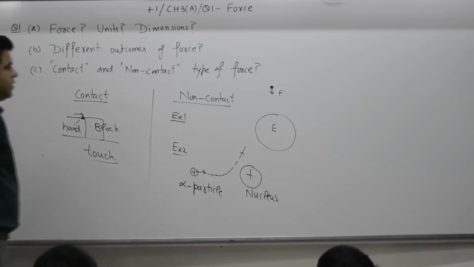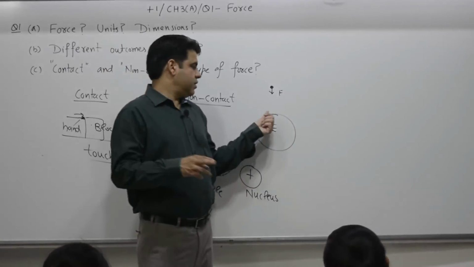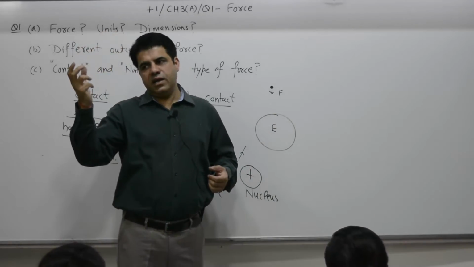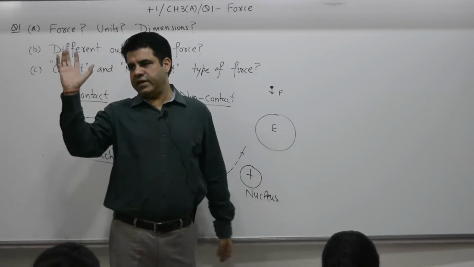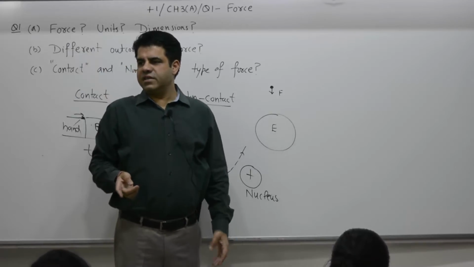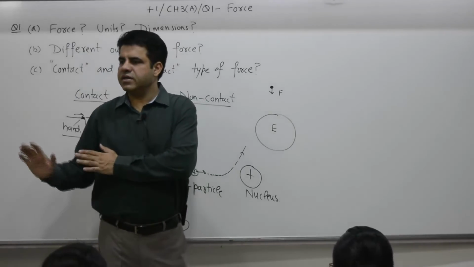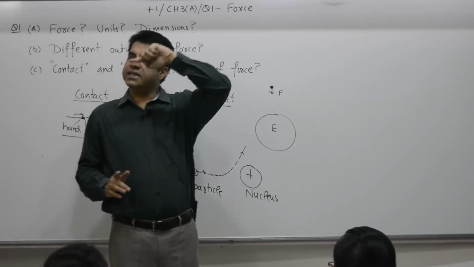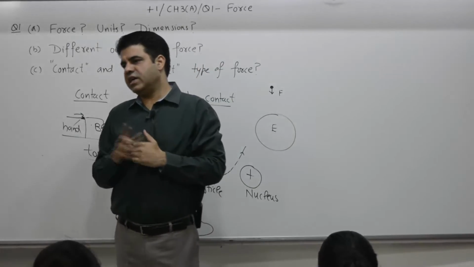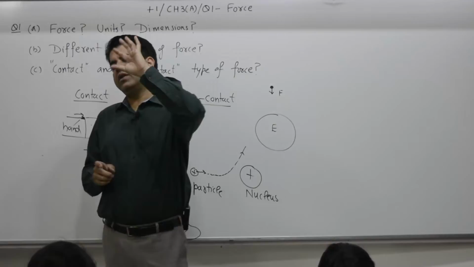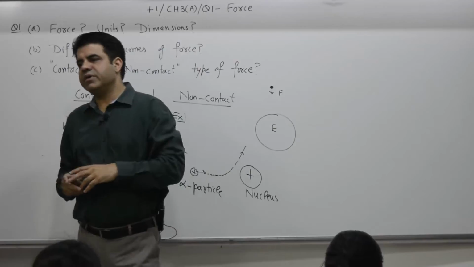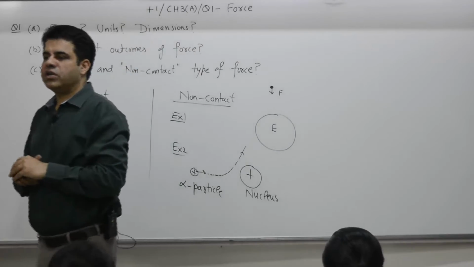Question: if you throw an object upwards, the point till the ball leaves the hand is contact type. The moment it leaves, even if the person is not there, the ball is in air, still its speed is decreasing. Why? Gravitational force. Earth is not in contact with the ball, but still there is a force acting. That means initially it was contact type; once it is in air, it becomes non-contact type.